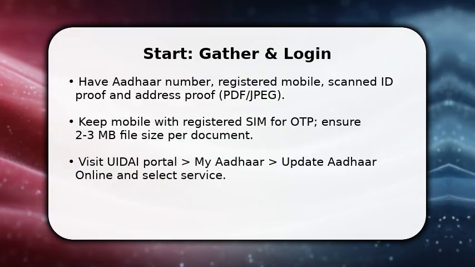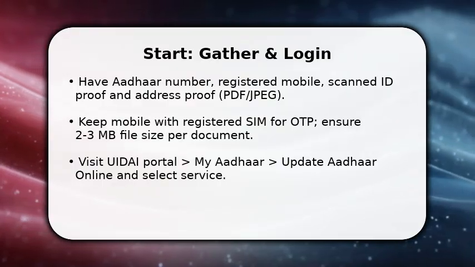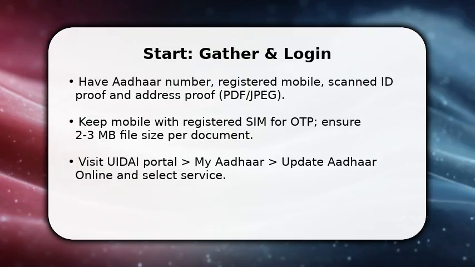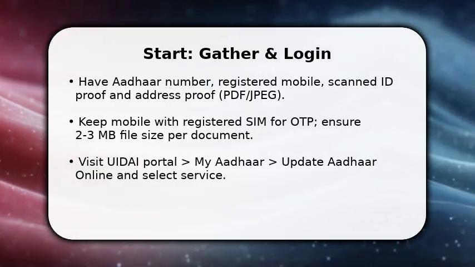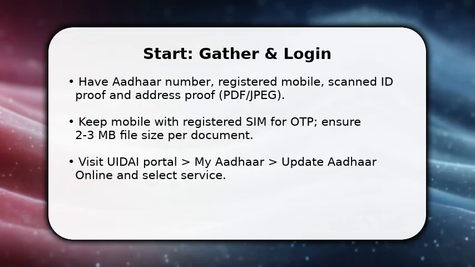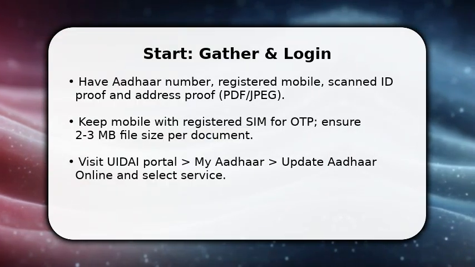You begin by gathering essentials: your 12-digit Aadhar, registered mobile, and scanned identity and address documents in PDF or JPEG. Once done, open the UID portal and go to My Aadhar, then Update Aadhar Online. Select the update type you need. You'll use your mobile for OTP, so make sure the SIM is active.